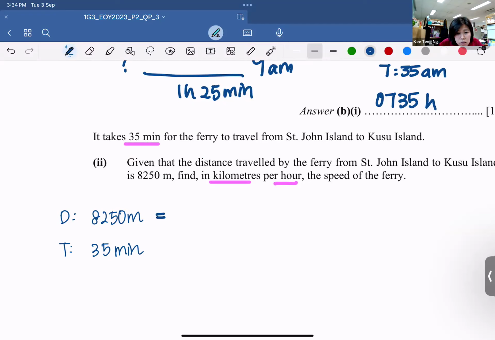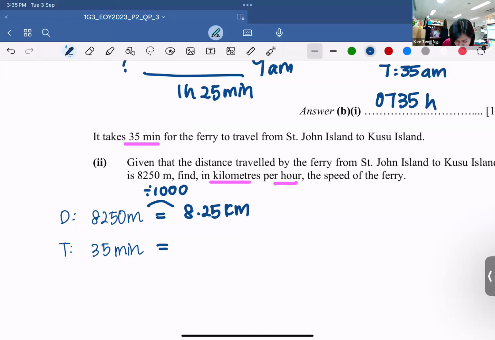Maybe I should call Samuel. Samuel, I want to change meters to kilometers. Times 1,000. Do you talk? No, cannot hear you, Samuel. Times 1,000, are you sure? This is 8,250 meters already. How to change to kilometer? Times or divide? Divide, right? So divide by 1,000 to give you 8.25 kilometers.